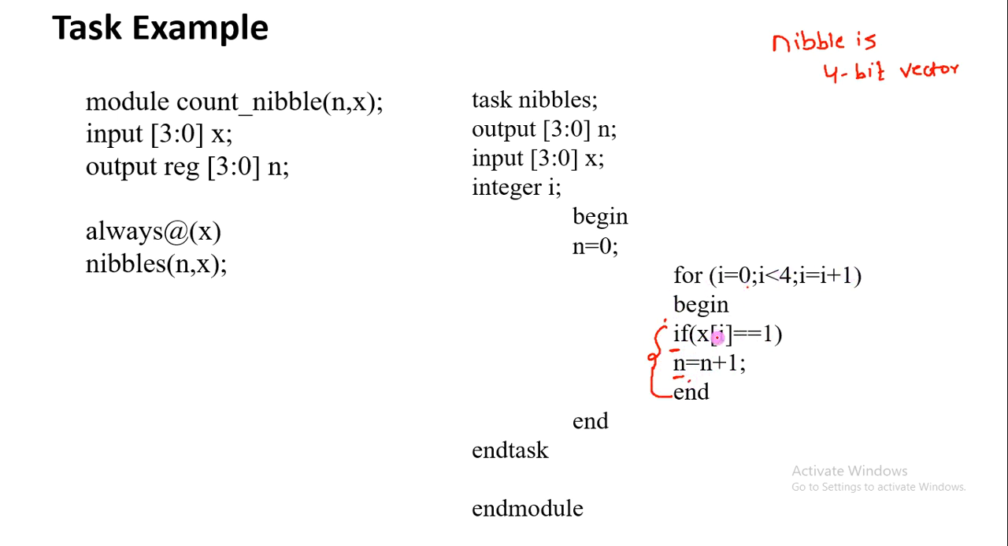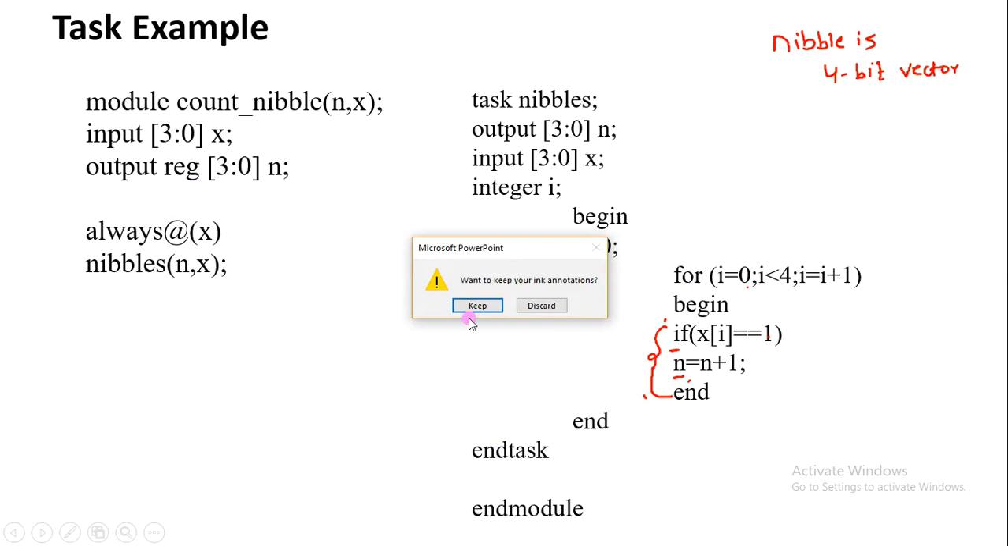So I is equal to 1. Now x of I is checked with 1. If it is true, nibble n will be incremented, or else again I equal to 2, I equal to 3. It will check. I equal to 4, it will fail to execute. So it will come out of the for loop and it completes the process. So this is counting the nibble.